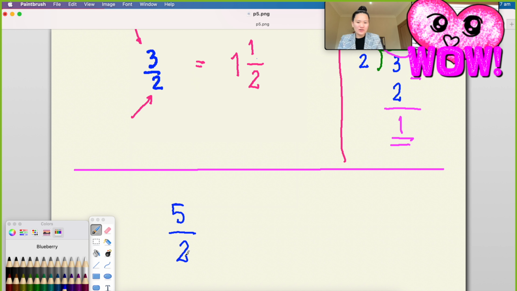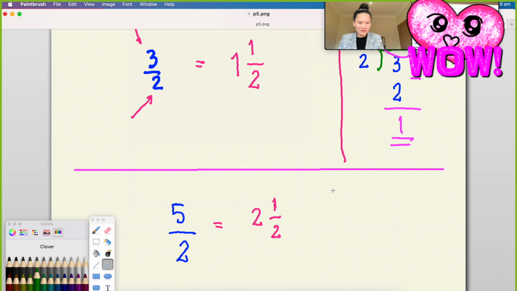How about if we have 5 over 2? I know exactly it's equal to this. 5 divided by 2 is 2, and then we have remainder 1, so it's 2 and 1 over 2.